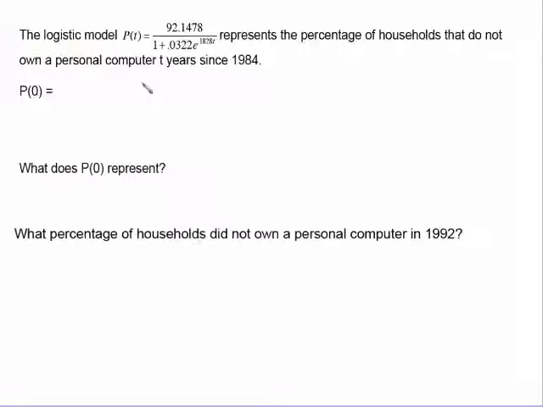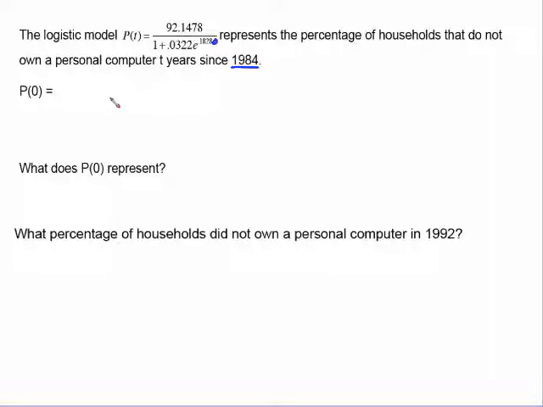So let's take a look at one example. The logistic model P of t equals 92.1478 over 1 plus 0.0322 e to the 0.1828t represents the percentage of households that do not own a personal computer t years since 1984. So it asks us, first off, to figure out what is P of 0. Well, P of 0 is a matter of just substituting 0 in for t and doing this arithmetic.